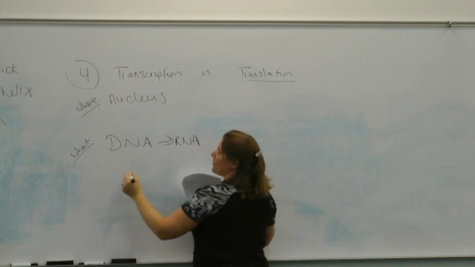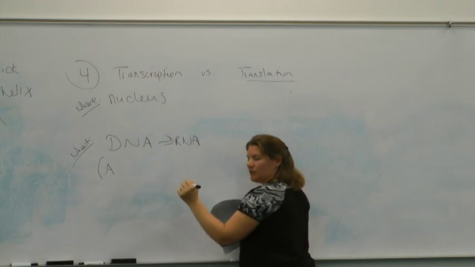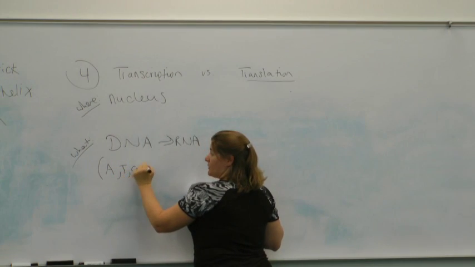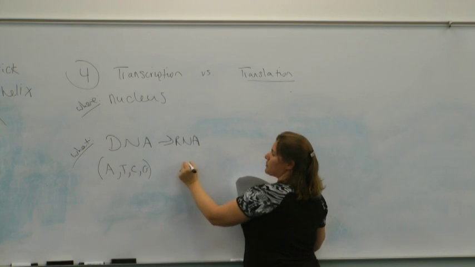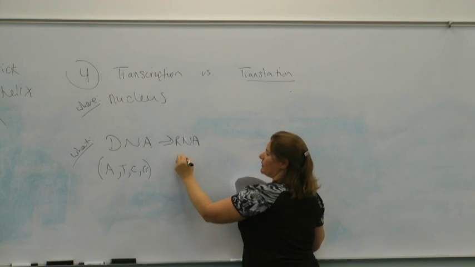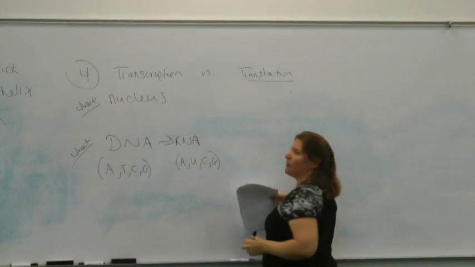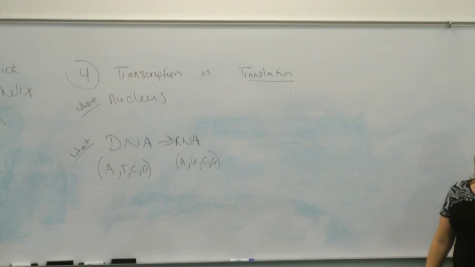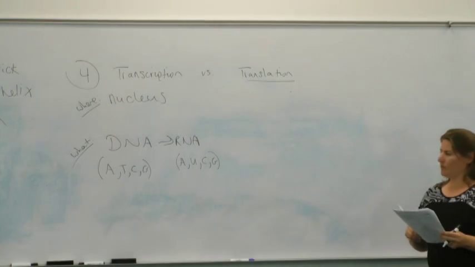But specifically what's going on is that the nucleotide language of DNA, which is what? What's the nucleotide language of DNA? A, T, C, G is being converted to the nucleotide language of RNA, which is what? A, U, C, G. Good. Okay. We'll give you some examples of that shortly.